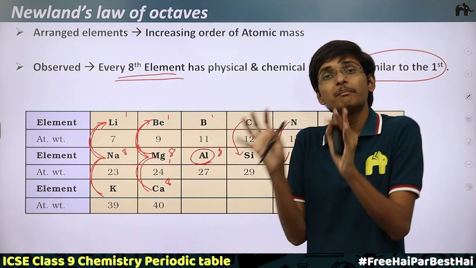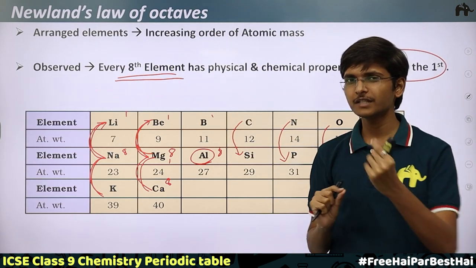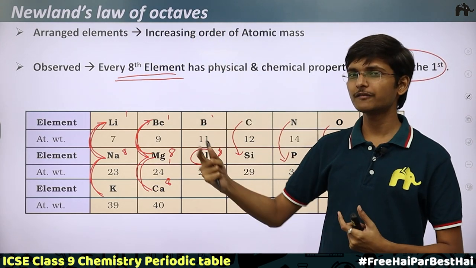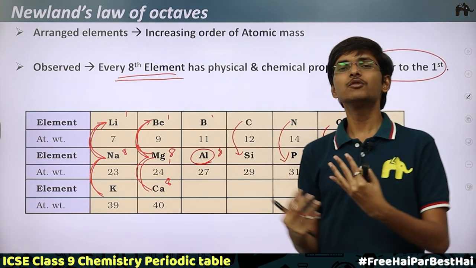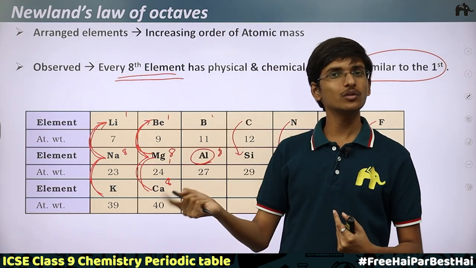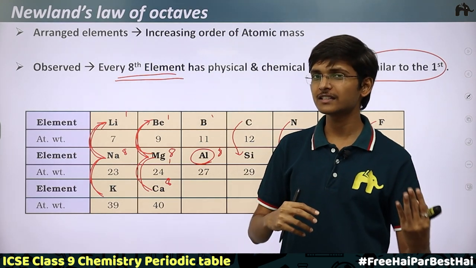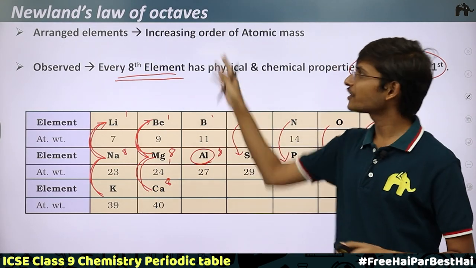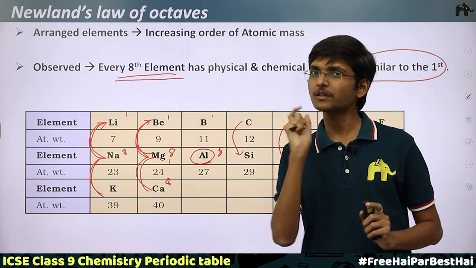Now let's move on to see the merits of Newland's law of octaves. But yes, before that, a very interesting thing. Why the law of octaves? Why the name octaves here? I have told you before, he was very fond of music. And if you know, in music, after the seven notes, the eighth note is similar to the first note, right? Sa, re, ga, ma, pa, dha, ni. This is the seventh note. And then again, sa, right? So the logic of the name came from the octaves of music. Clear?